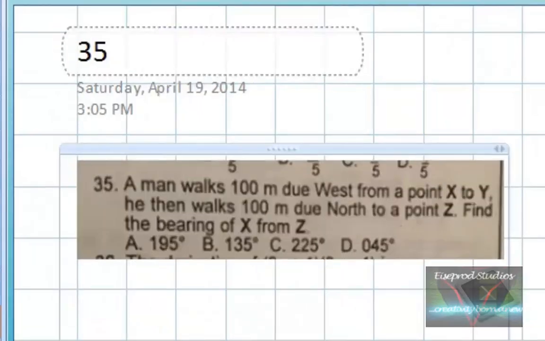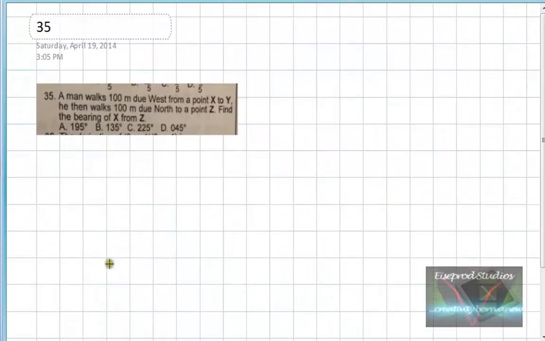Question 35 says a man walks 100 meters due west from point X to Y, and then walks 100 meters due north to a point Z. Find the bearing of X from Z. So what ends up happening is it'll look something like this. Essentially, here we have point X where he starts. He goes west 100 meters to point Y. Then he goes north 100 meters to point Z.